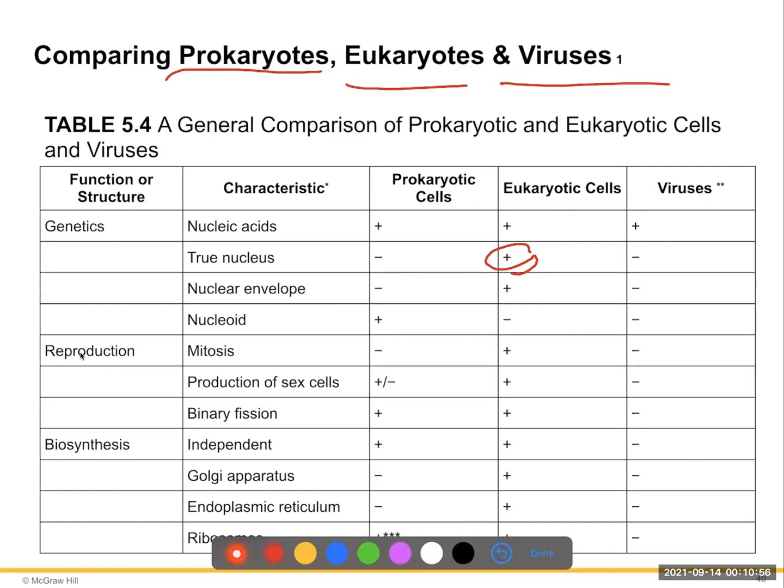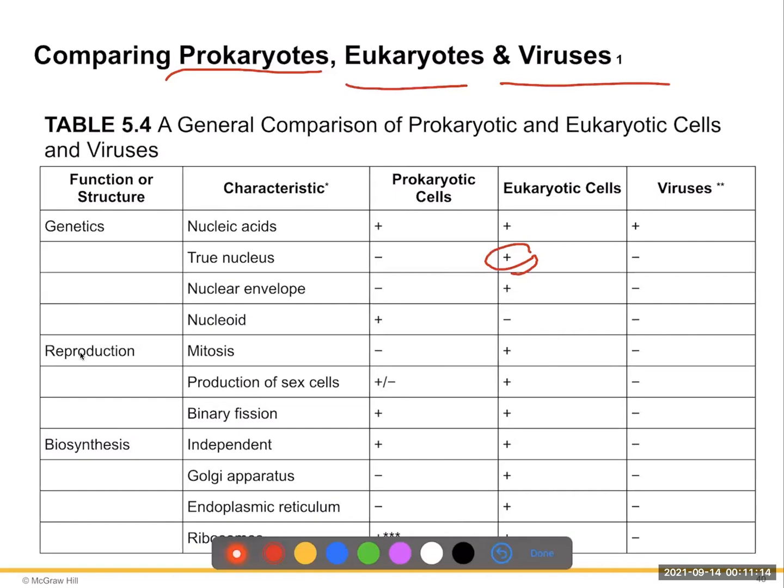There you go. All right, the nucleoid in prokaryotic cells is an area where the genetic material conglomerates. There's no membrane around it. It's just a mass of genetic material. It's called a nucleoid, like a nucleus, but it does not have a membrane.